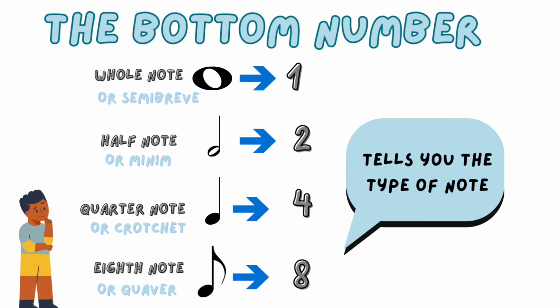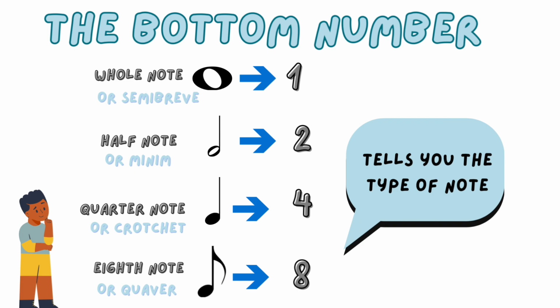So this is where the American terms, whole note, half note, make kind of a lot of sense. Okay, so a whole note would be 1 at the bottom, a half note would be 2, a crotchet note would be 4, and an eighth note or a quaver would be 8. Okay, so it actually tells you what type of note it is, which, like I said, it kind of relates more to the American terms.